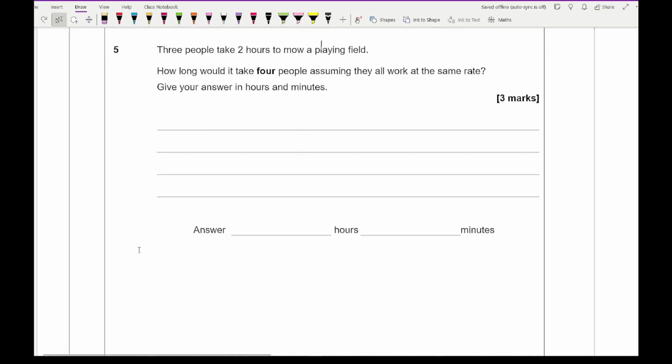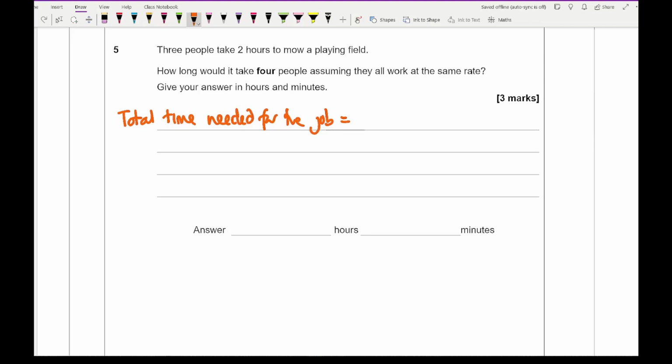Question 5 says 3 people take 2 hours to mow a playing field. How long does it take 4 people, assuming they all work at the same rate? Give your answer in hours and minutes. For these types of questions, what you need to do is work out what the total time needed for the job is going to be.